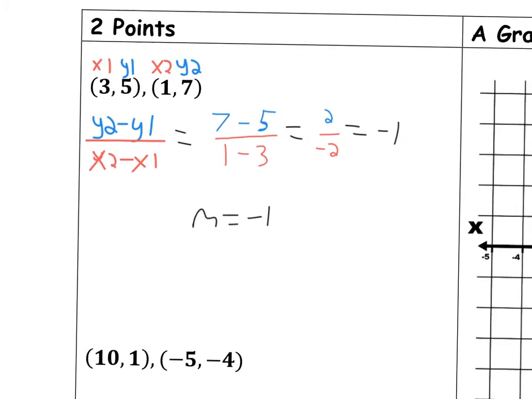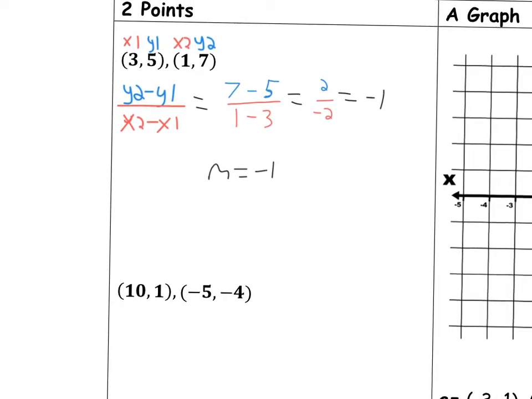Okay? And then I gave you another example down below, so you can try on your own. Okay? So 10, 1 and -5, -4.